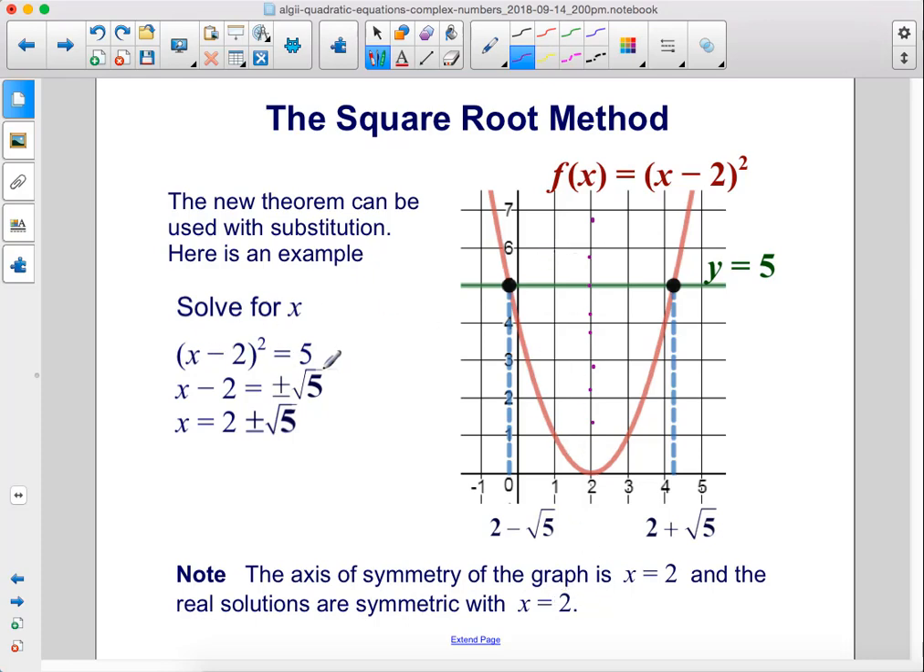So when we solve this, we take the square root of both sides and we see that x minus 2 equals plus or minus the square root of 5. We'll add 2 to both sides and we get x equals 2 plus or minus the square root of 5, giving us two solutions here and here, 2 plus the square root of 5 and 2 minus the square root of 5.